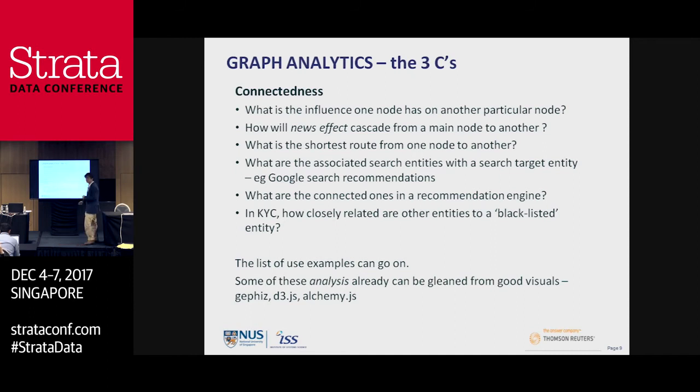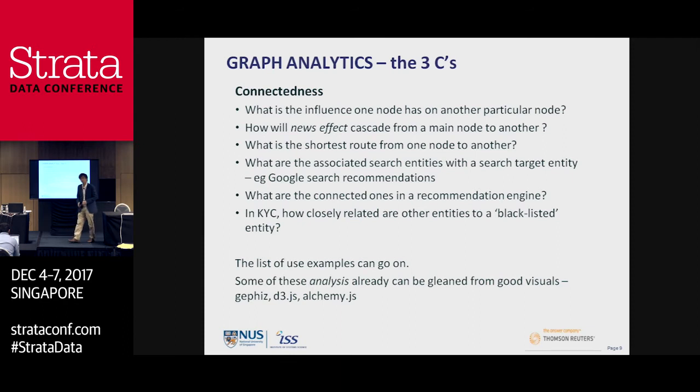And how about recommendation engines? Of course, you have collaborative filtering, user-based, content-based. But another area where networks can be used is also in a recommendation engine. You're finding connectedness, related entities to what you're looking at or interested in.